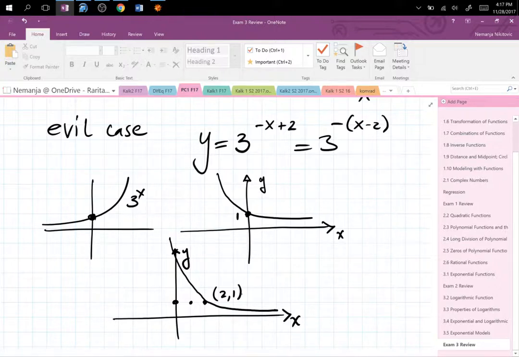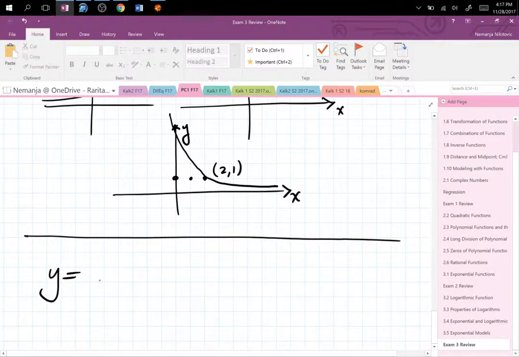So from 3 to the x, default state, reflections are done first. You know you're supposed to do reflections first, and then shift up, down. And then the stretches and shrinks, they're not humanly possible to do the greatest job at those, but you do your best.